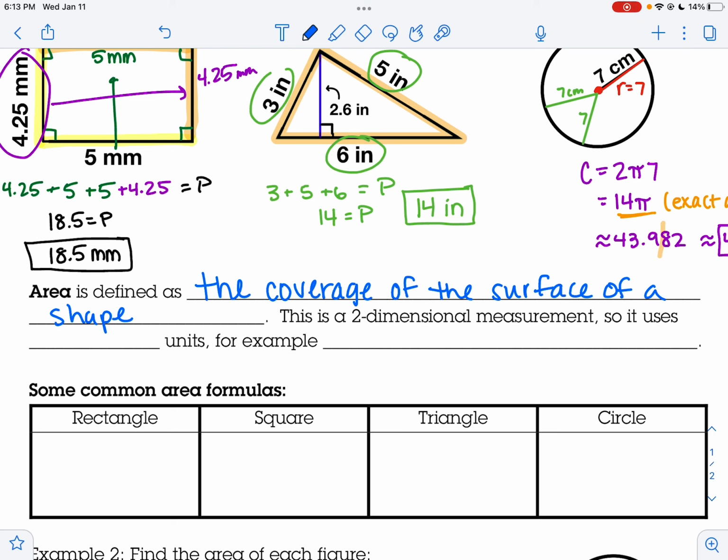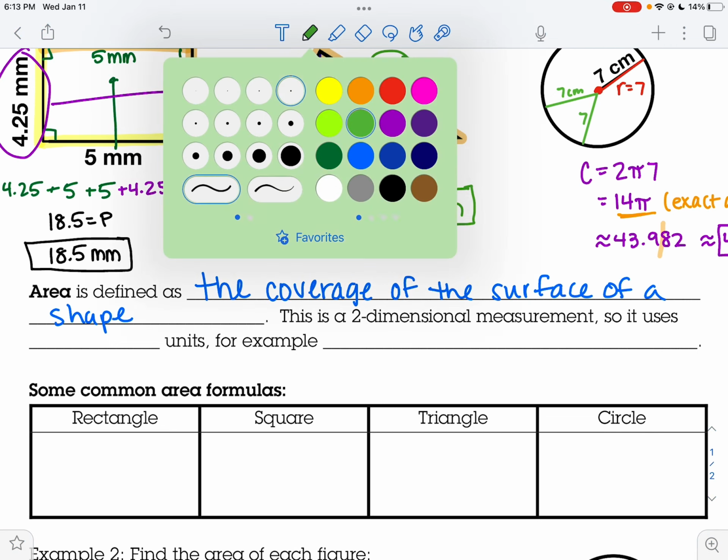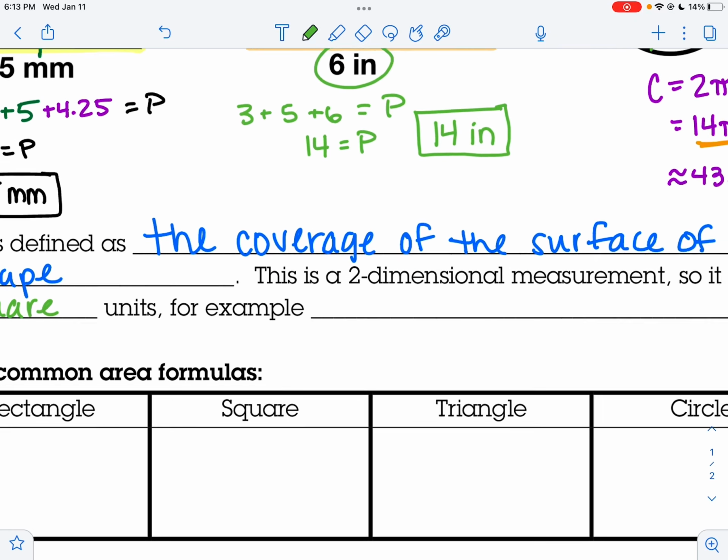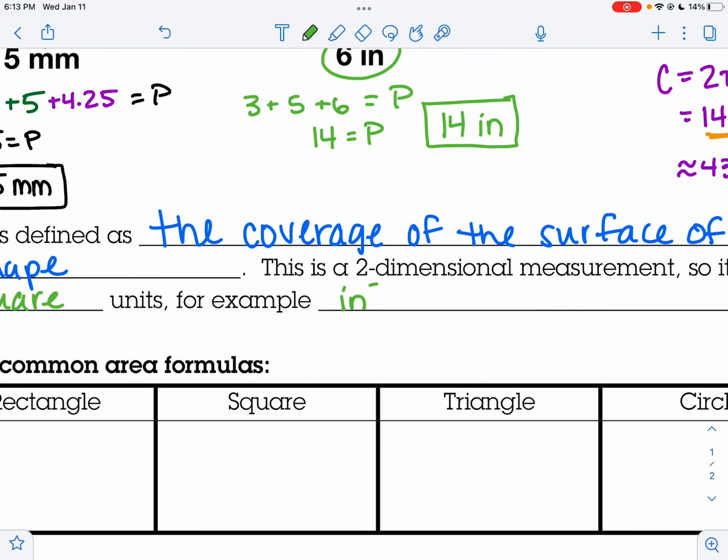But this is a two-dimensional measurement. So this is going to use square units. For example, square inches, square meters, square centimeters. Now, you can also write this with an exponent, or of course, you can write out the full square inches idea.